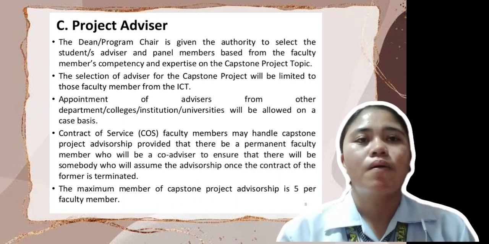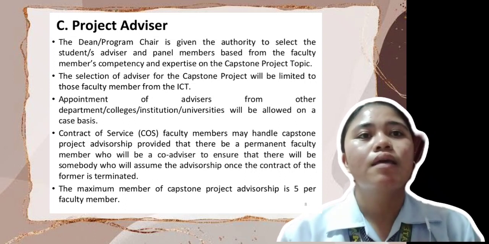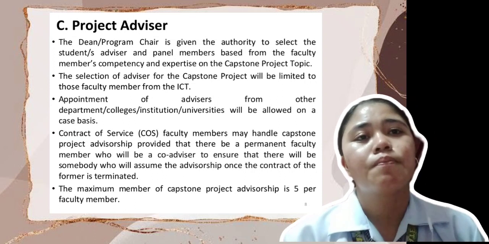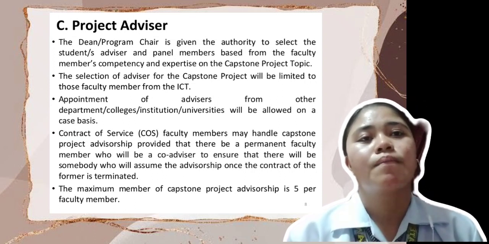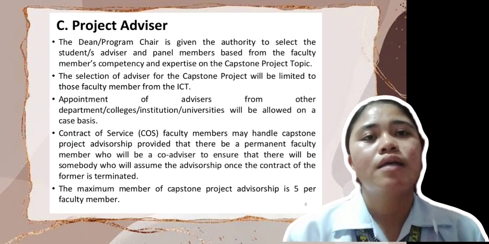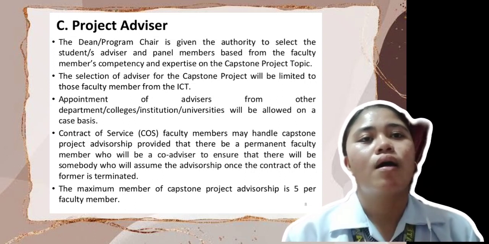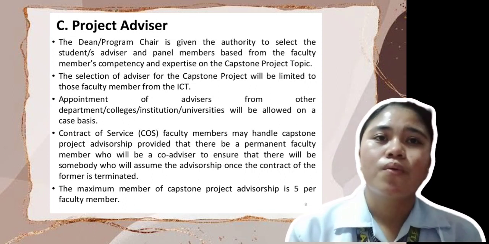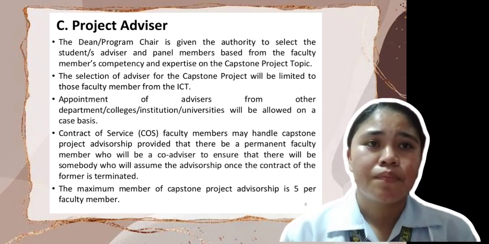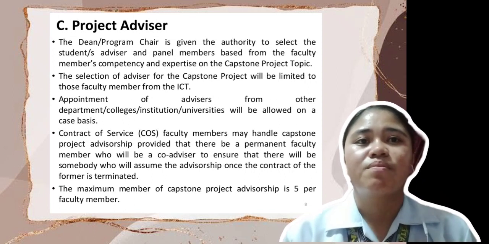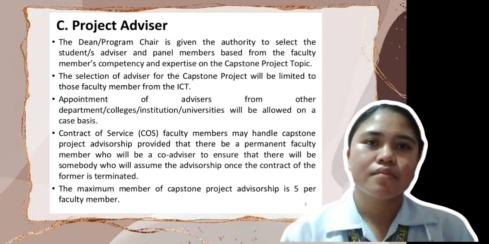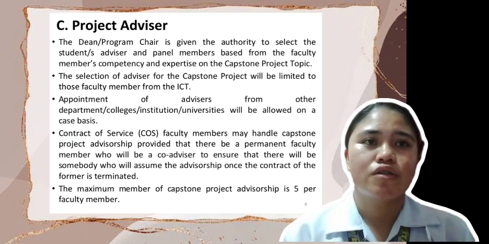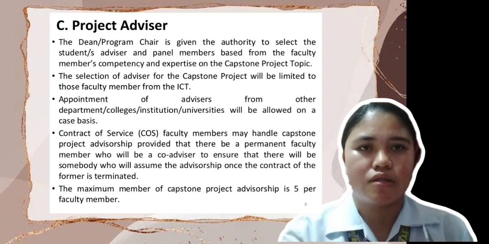Contract of Service, COS. Faculty members may handle Capstone project advisorship provided that there is a permanent faculty member who will be a co-advisor, to ensure that there will be somebody who will assume the advisorship once the contract of the former is terminated. The maximum number of Capstone project advisorships is 5 faculty members.